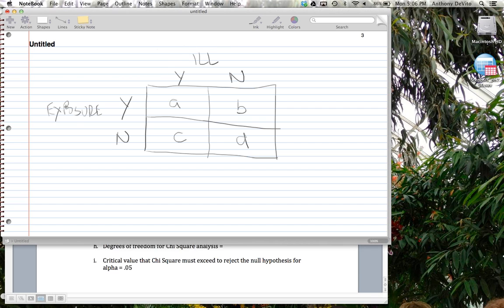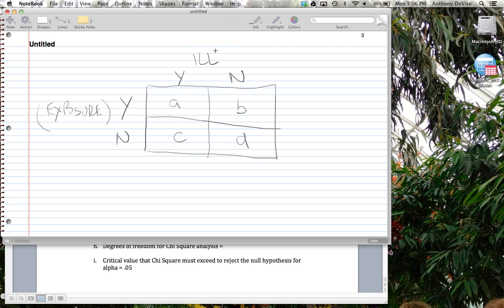It's very similar to your diagnostic testing table. We define our rows as, instead of being the result of a test, usually an exposure. Exposure to asbestos, yes or no. Top row would be yes, bottom row would be no. Exposure to secondhand smoke, exposure to allergens, and so on.